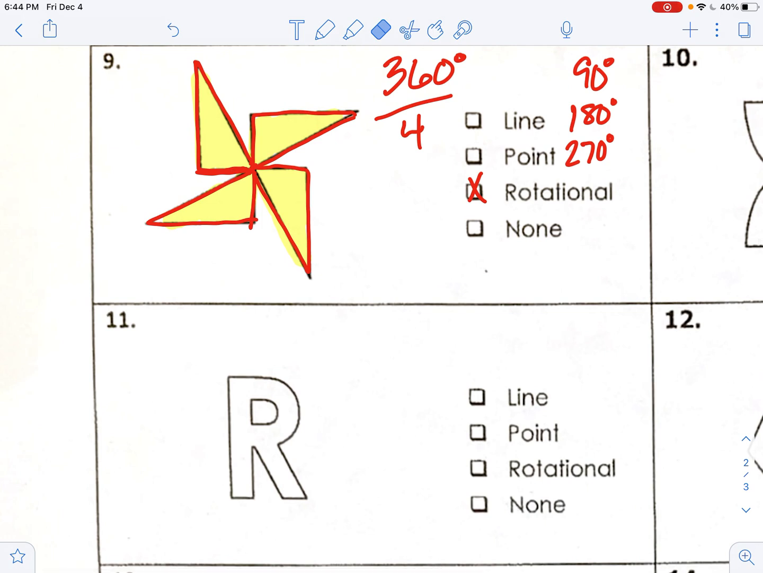A non-example would be number 11. This letter R, if I spin it, maybe 45 degrees, that's not going to work. That's not the same shape as that original shape. It's tilted. Or a 90 degree rotation, that's not the same shape. It does not look the same. 180 degrees, still not the same shape. 270 degrees, still not the same shape. So because I cannot spin this anything less than 360 degrees and get the same figure, this does not have rotational symmetry. So no rotational symmetry here.